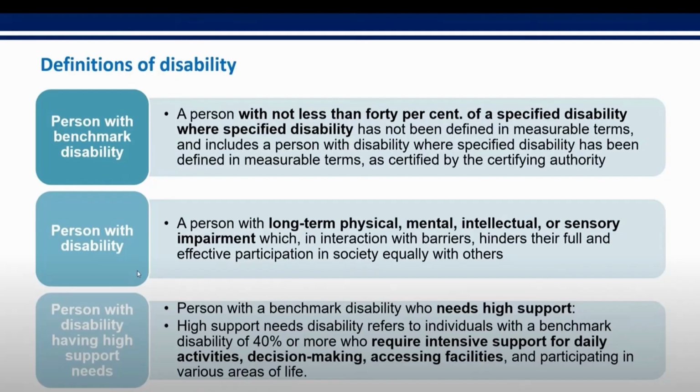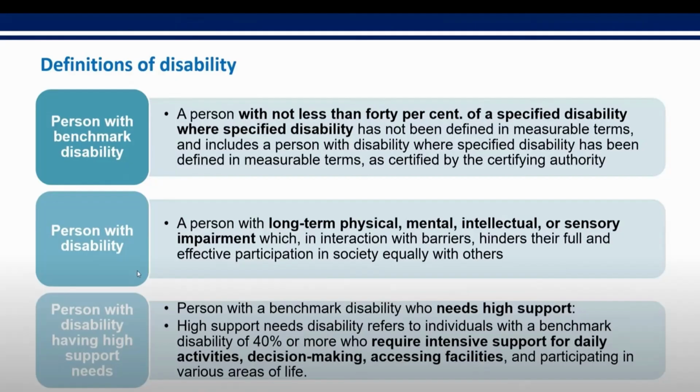Then the definition of disability: a person with benchmark disability of not less than 40% of a specified disability, where the specified disability has not been defined in measurable terms, and includes a person with disability where the specified disability has been defined in measurable terms, as certified by the certifying authority. Means the disability can be anything. It can be partial blindness, it can be a hearing disability, any other.